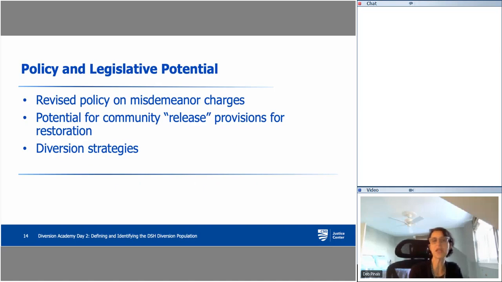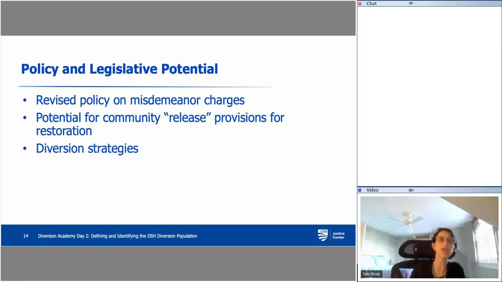A lot of states are looking at policy changes on misdemeanors, getting people charged with misdemeanors out of the competency pathway altogether. New York, for example, has a civil commitment route for people charged with misdemeanors rather than sending them through traditional competency processes. There are lots of ways of looking at release provisions for community restoration, and states like California are leading the charge on these diversion strategies that many states are watching to see how you can succeed and show how these programs can work, which is super exciting. Next slide.